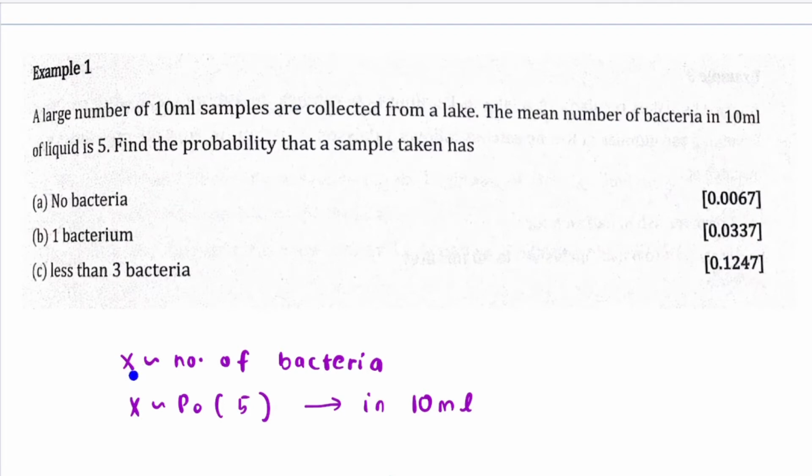So in this example, X is the number of bacteria and X follows the Poisson distribution. In the bracket, you have the lambda value. That's how you write the notation for Poisson. X follows Poisson, and the parameter for Poisson is lambda. So just write the lambda value inside the bracket. Lambda is what? The mean number of bacteria. This one is given in 10 milliliters of liquid.